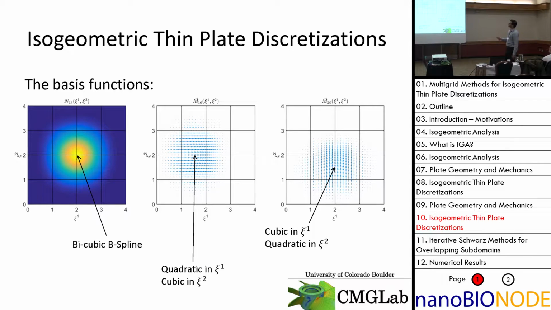So what we observe is we have a bicubic B-spline. If we take the gradient of this, the first component of our gradient would have a quadratic in xc1, but a cubic in xc2, whereas the second component would have a quadratic in xc2 and a cubic in xc1. And so you can see the support of the basis functions has shrunk, which is what happens when you take derivatives of B-splines.